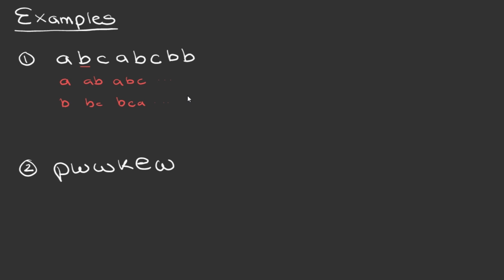Going through the second example, we can also clearly see that the longest substring is of 3. Again, we can use this algorithm of listing out every single possible substring. So P, PW, PWW, all the way until we get the string itself. Or if we start at, let's say, K, KE, KEW. So these are all the substrings for this string.